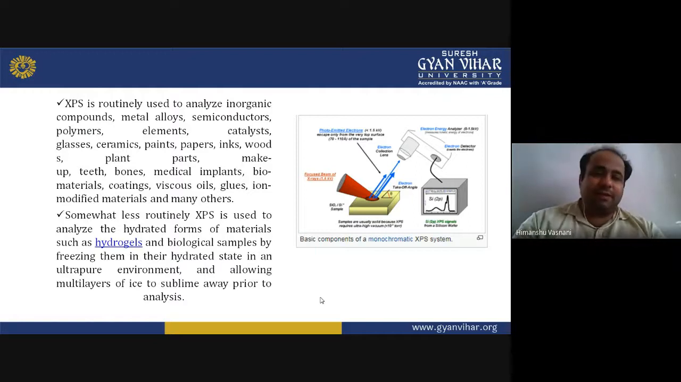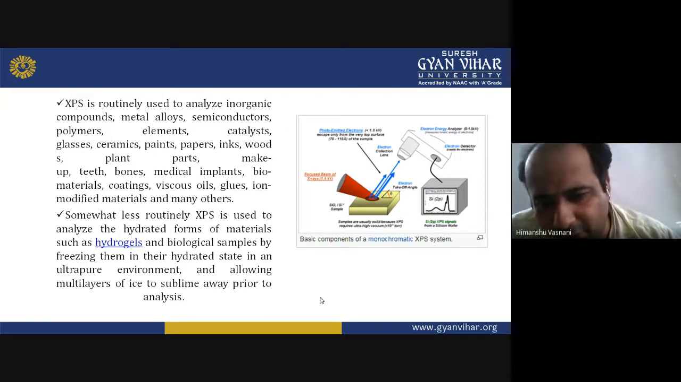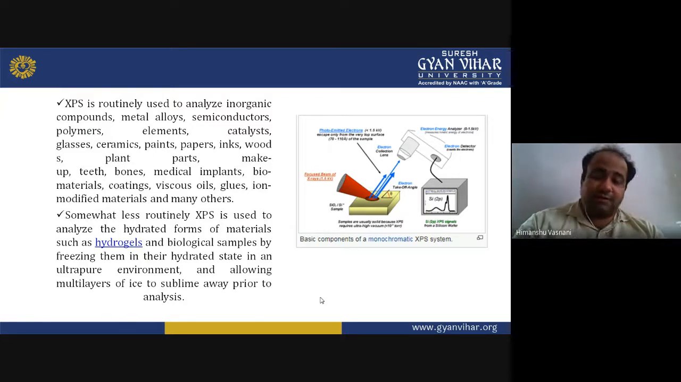Somewhat less routinely, XPS is used to analyze the hydrated forms of materials such as hydrogels and biological samples by freezing them in the hydrated state in an ultra pure environment and allowing multiple layers of ice to sublime away prior to analysis.